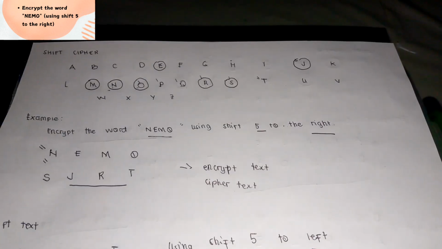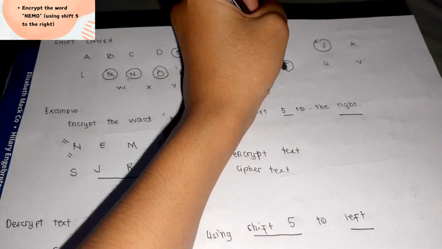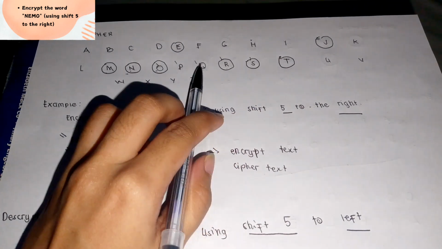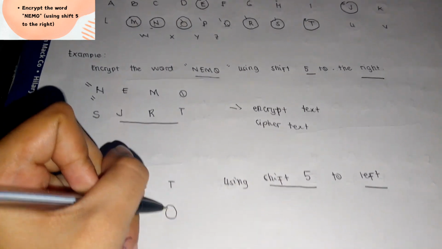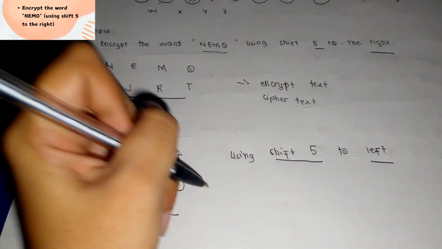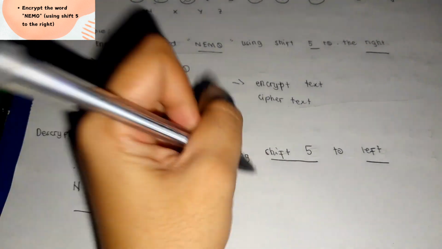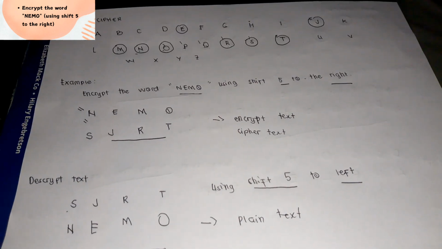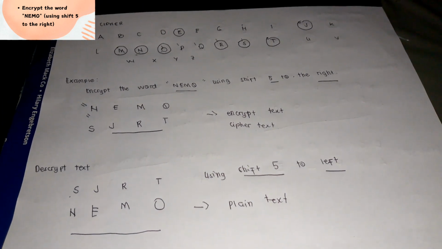we don't have an eraser. T is right here, and we were going to count 5 times again. So 1, 2, 3, 4, 5. We get O. Now we are back to our original text or our plain text. That is the concept of shift cipher. I hope you learned something.